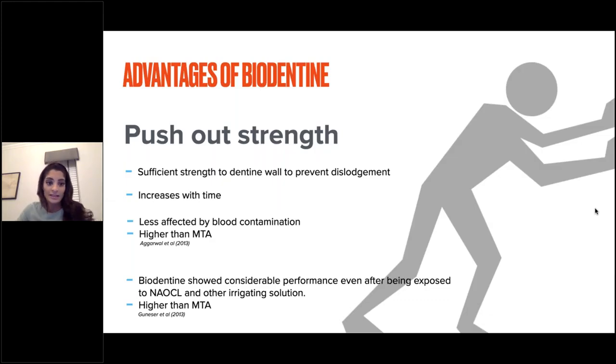So the push-out strength of Biodentine, like many of its properties, increases with time. What we know from studies is that it's slightly less affected by blood contamination than other materials, such as MTA. The studies are a little bit mixed, but most studies show that it has a slightly higher push-out strength compared to MTA. And one of the good properties about it is that once it's had its initial set, you can use sodium hypochlorite and other irrigating solutions on it without causing too many problems with the Biodentine.